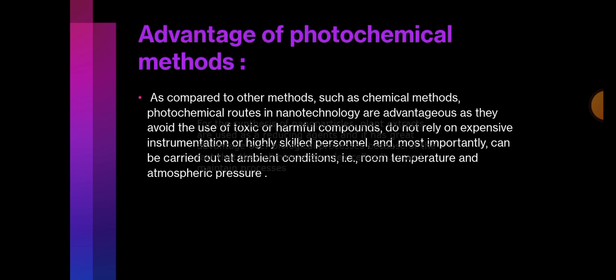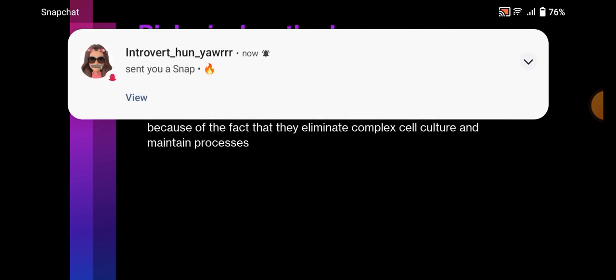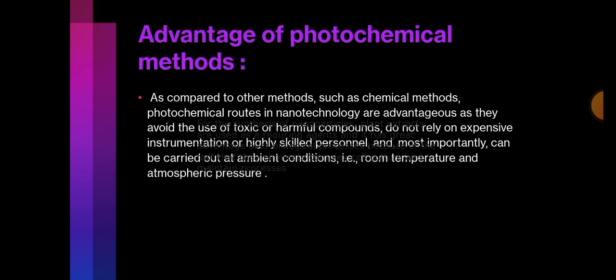Advantage of photochemical method. As compared to other methods such as chemical methods, photochemical routes in nanotechnology are advantageous as they avoid the use of toxic or harmful compounds, do not rely on expensive instrumentation or highly skilled personnel, and most importantly can be carried out at ambient conditions, i.e., room temperature and atmospheric pressure.